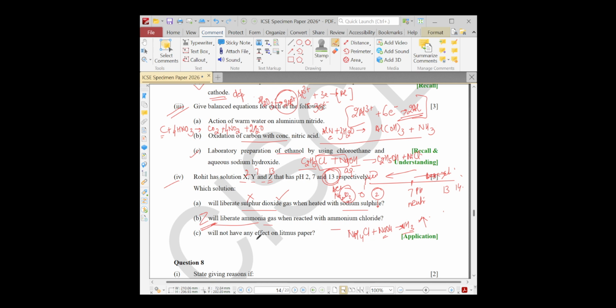Last, which will not have any effect on litmus paper? That means the compound should be neutral. The neutral one is pH 7. So pH 7 is Y. So Y is not going to have any effect on litmus paper.